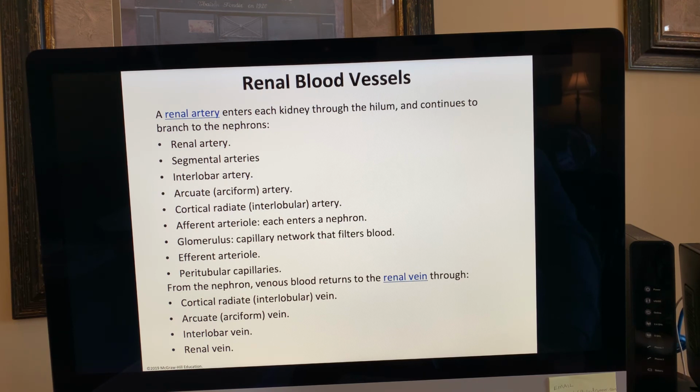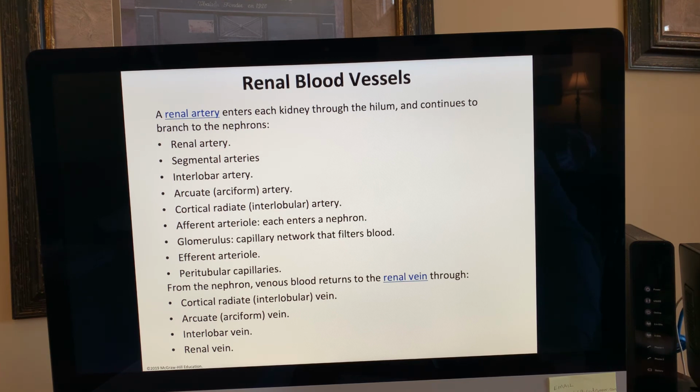And from these arcuate or arciform arteries, cortical radiate or interlobular arteries extend up into the cortex, off of which come the first vessels of the nephron, called the afferent arterioles. The afferent arteriole enters the nephron, brings the blood into these nephrons. The nephron begins at a capillary bed called the glomerulus. The glomerulus is a capillary bed that is present at the beginning of the nephron.